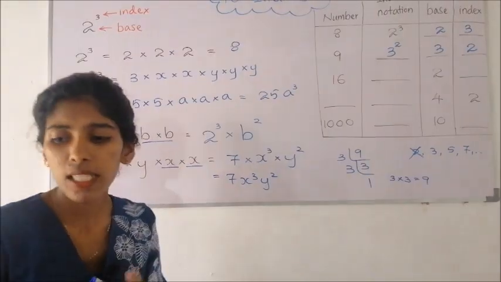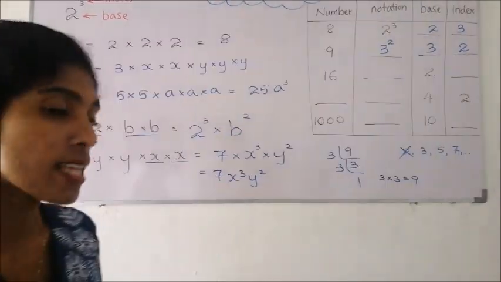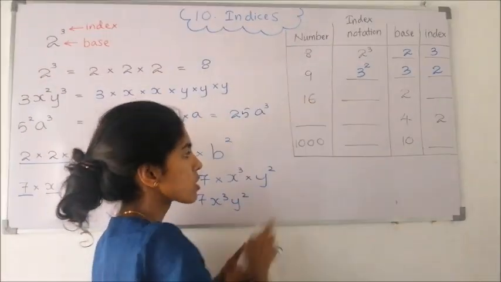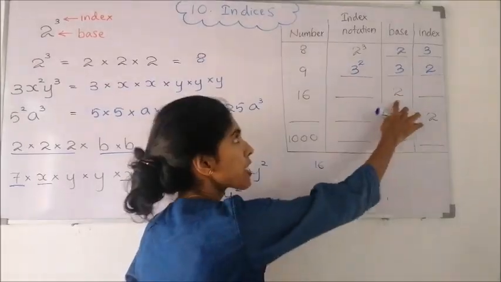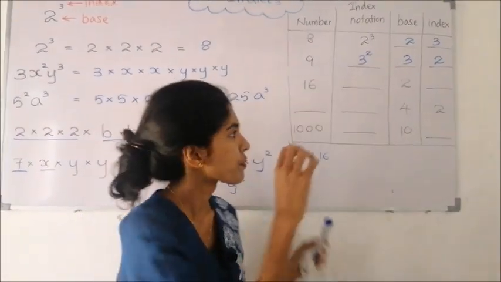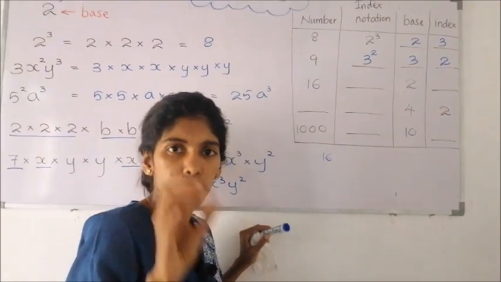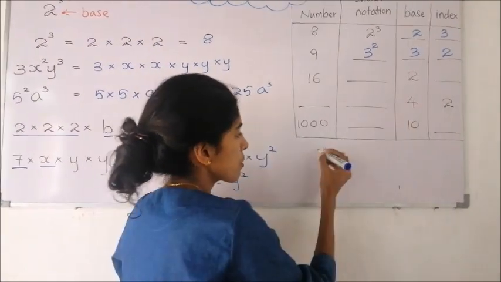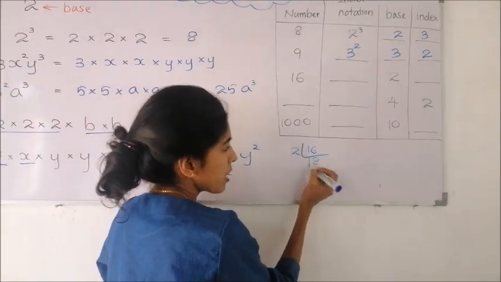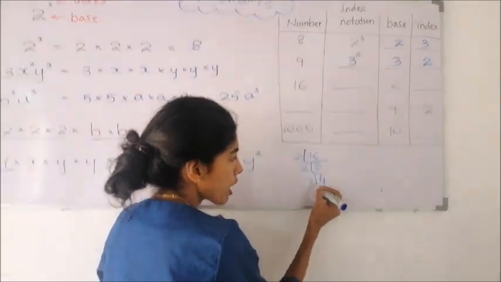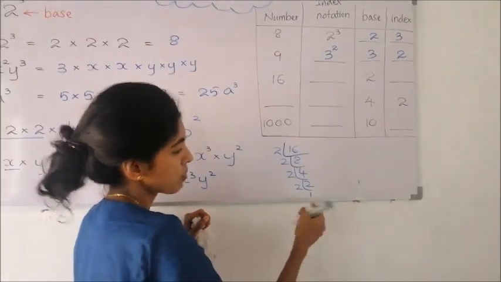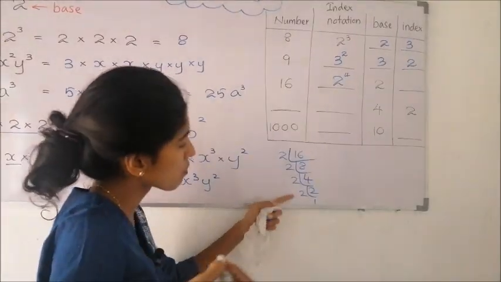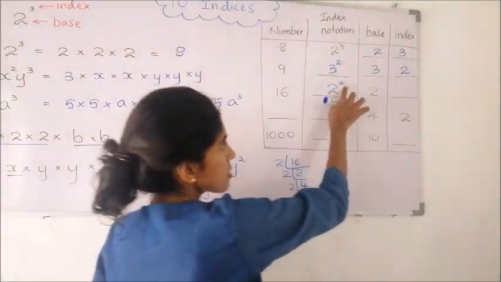Next, a number is given and you are given the base there. If you are given a base, children, you must divide the relevant number 16 by what? By the base. If you are given a specific base, by that base only you must divide the number repeatedly. So here by 2, 8. 8 divided by 2, 4. 4 divided by 2, 2. 2 divided by 2, 1. So this can be written as 2 to the power. How many times is it repeated? 4 times. Here I wrote. So what is the index?